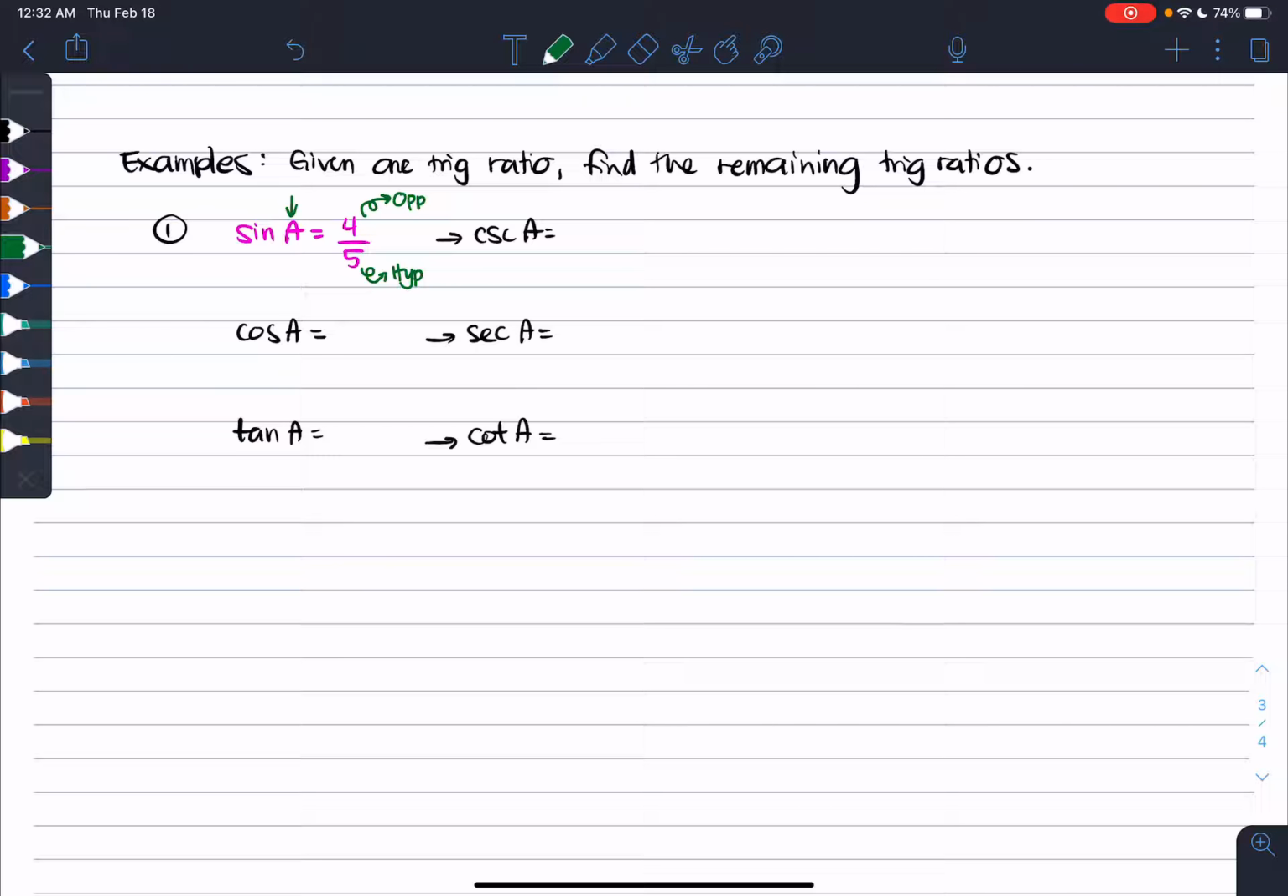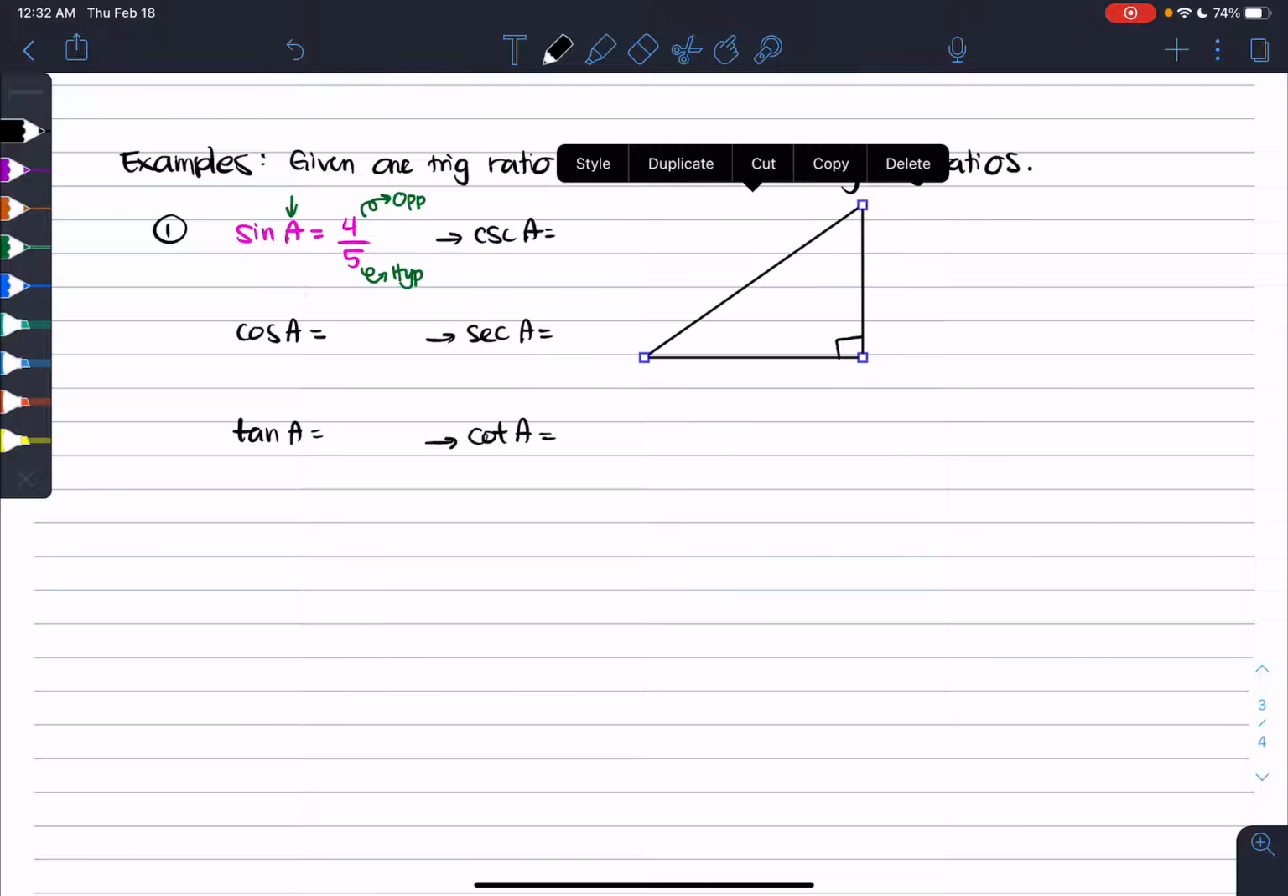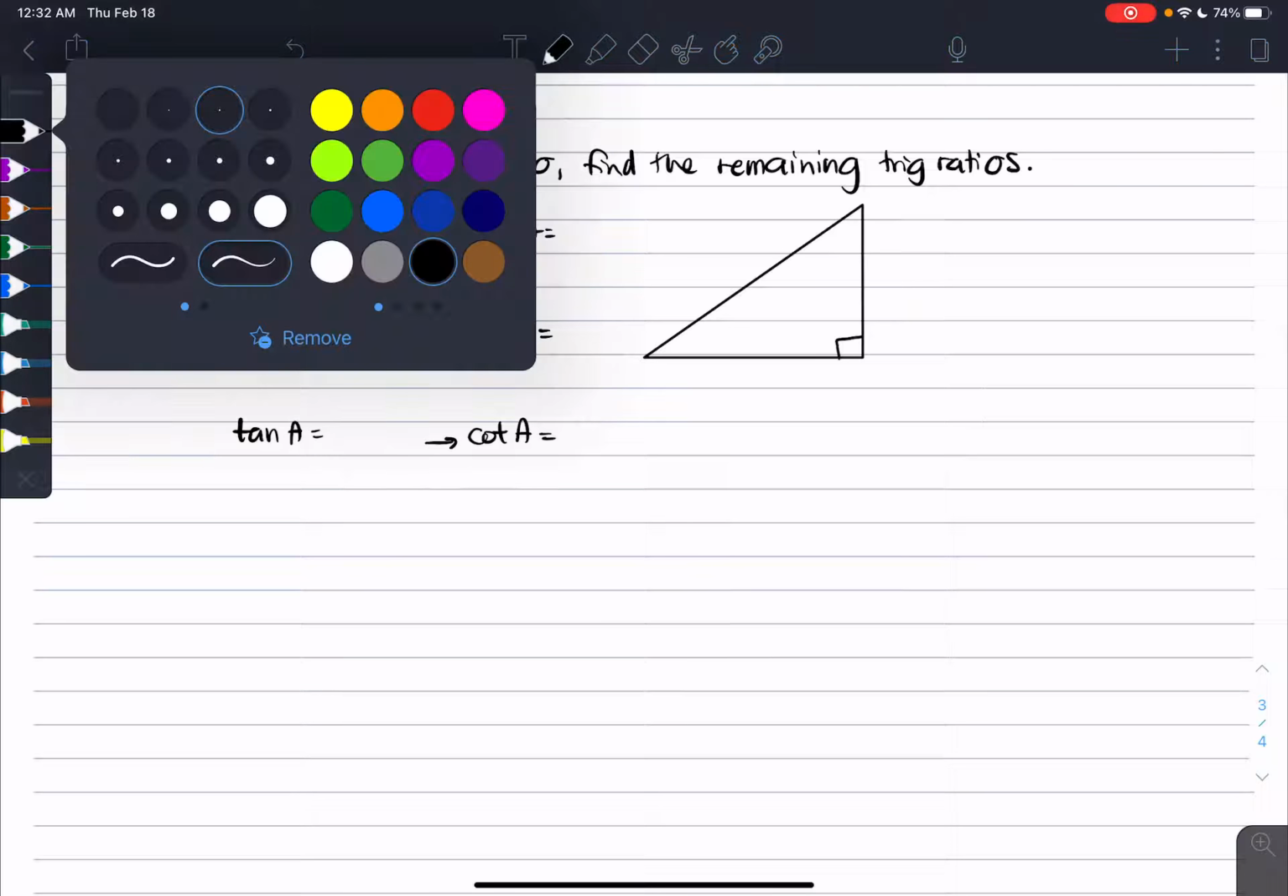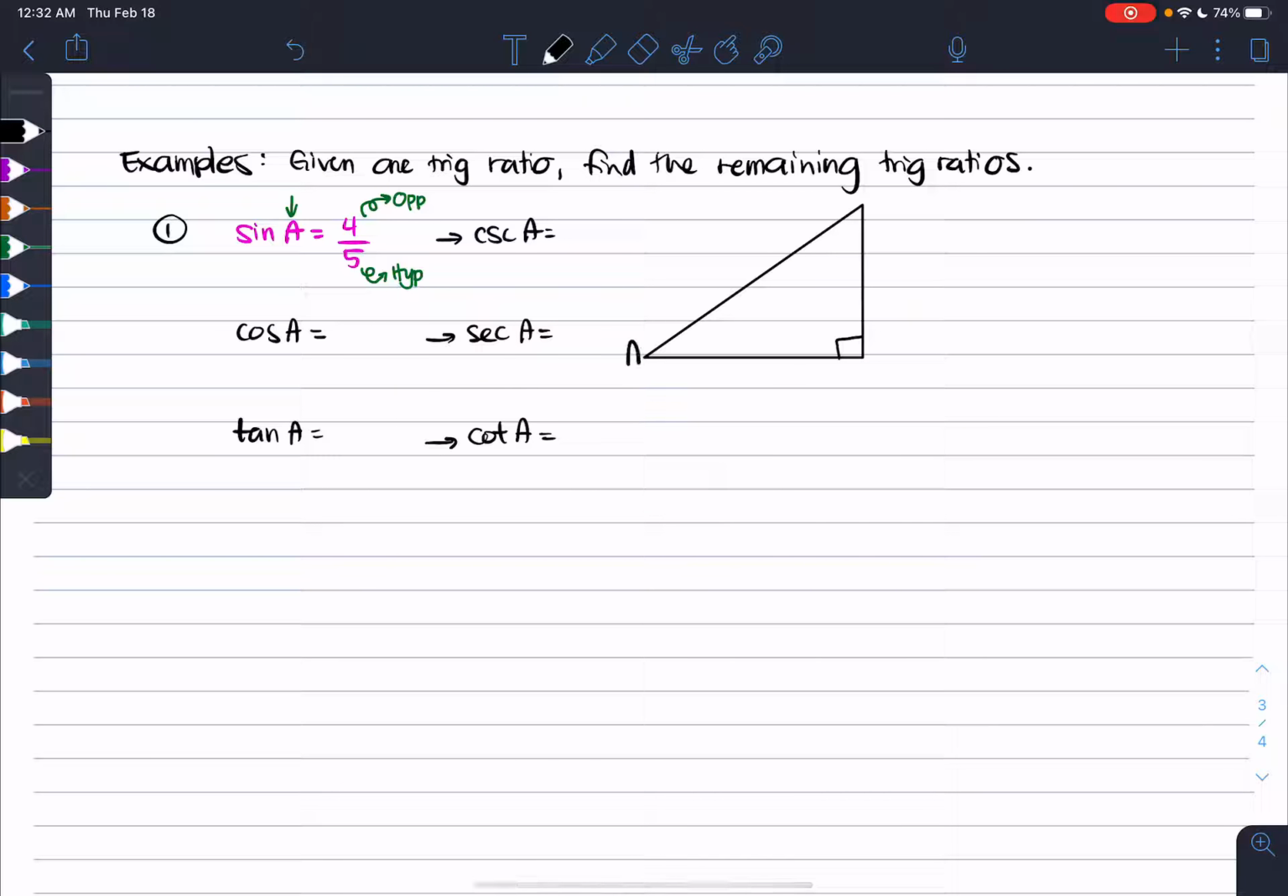So what we need to do here is we must include a right triangle so we can find the other missing ratios. So when you draw this triangle, it's okay if it's not perfect. All right? It doesn't have to be to scale, as long as we have a general idea of which side is which and what reference angle we're using. I'm going to include my reference angle A at this corner here.